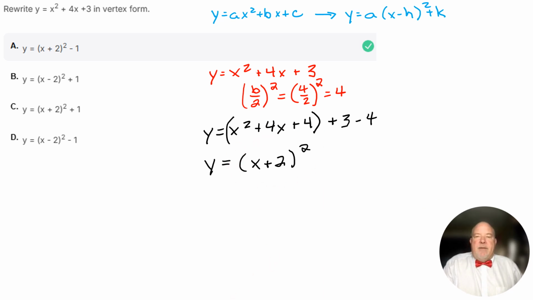And then I still have the plus 3 minus 4 over here. So let's go ahead and put that in there. 3 minus 4 gives me negative 1, so I write minus 1. And I am now in vertex form. My a value is just 1, there's nothing there. Here's my h value. Here's my k value. And that's that. So that's how you can convert from standard form into vertex form.